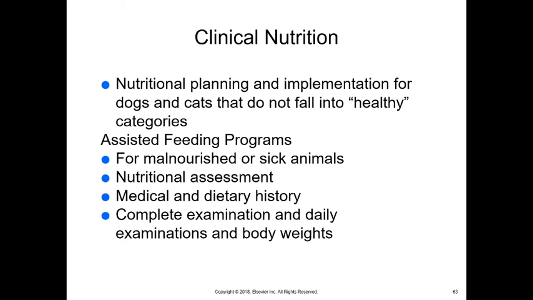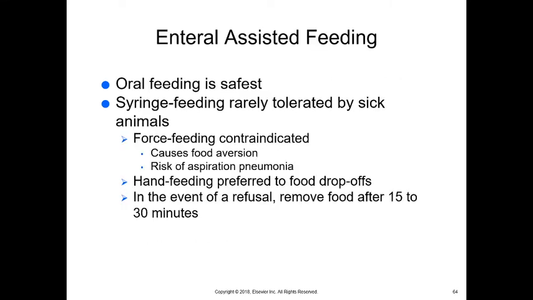Clinically, when we're working in a hospital environment, we have to really plan this carefully. These are dogs and cats that don't fall into a healthy category. So if we have an animal that's malnourished or sick, we need to do a nutritional assessment, get a complete medical and dietary history, do a complete examination, daily examinations and body weights for an assisted feeding program.